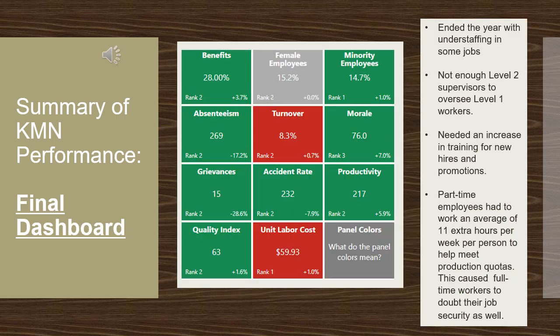Here you can see our final dashboard after the completion of the year. We ended our year with some understaffing in certain jobs and not enough level 2 supervisors to oversee level 1 workers. We were in need of an increase in training for new and promoted employees, and we also had part-time employees working a great deal of overtime to help us meet production goals. In some ways, this could be a money-saving tactic, but it also created some worries for our full-time workers as they feared for their job security.